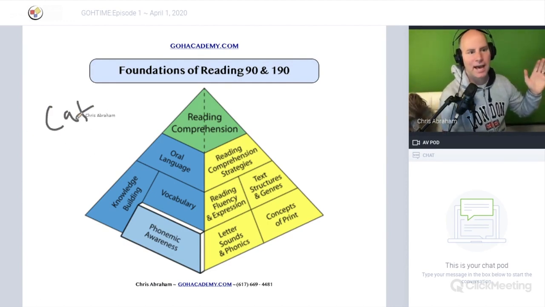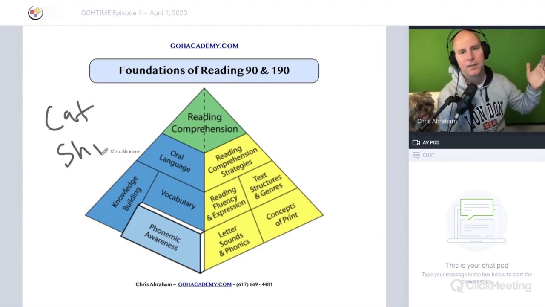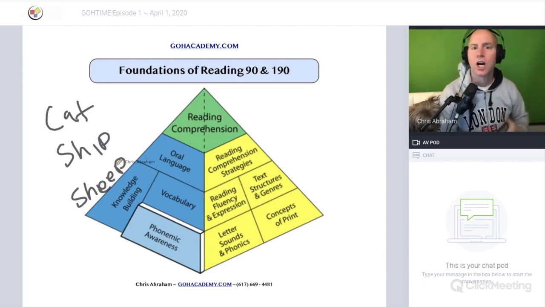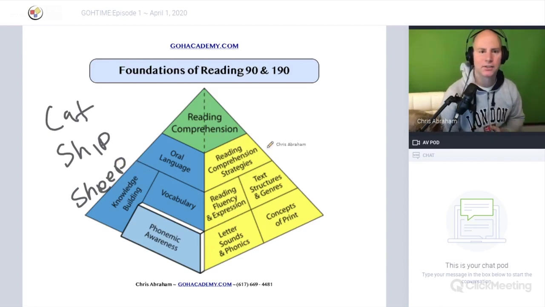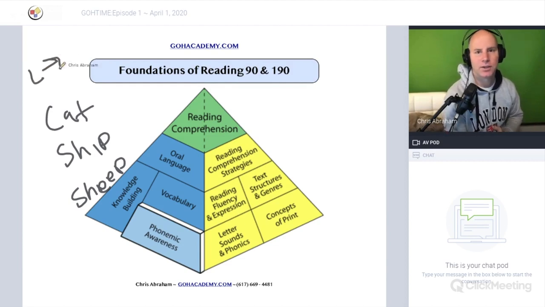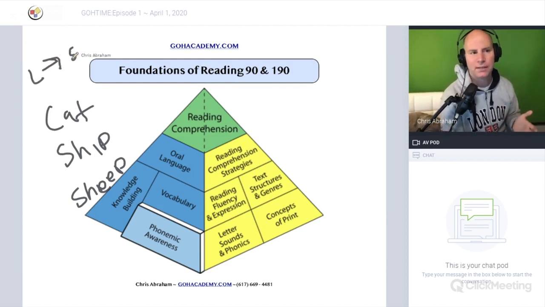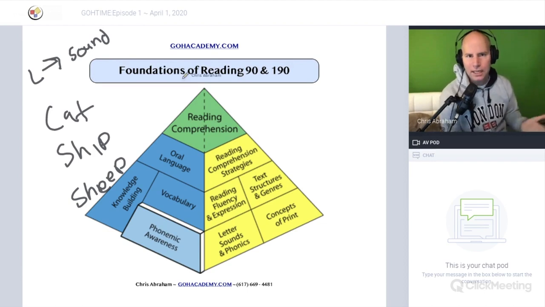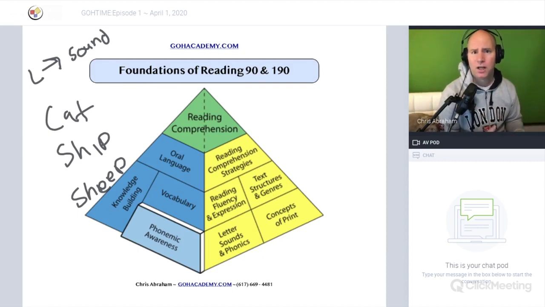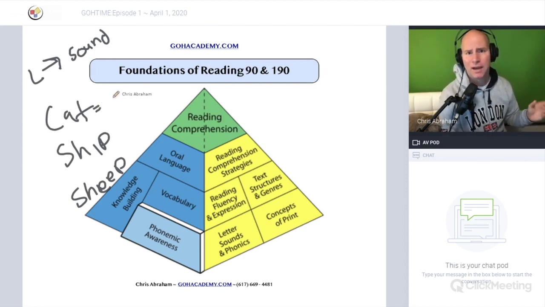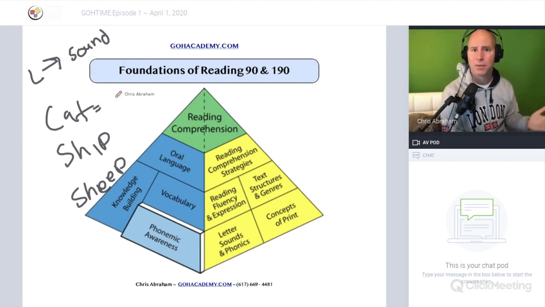Let's just look at these three words: cat, which is a CVC word, ship, and sheep. When we talk about phonics, we're talking about letter-sound correspondence, matching up the letters with their corresponding sounds or phonemes. To read cat, ship, sheep, you need to have an awareness of that letter-sound correspondence. Now, this is a CVC word where every symbol, every letter, or every grapheme matches up with the sound.